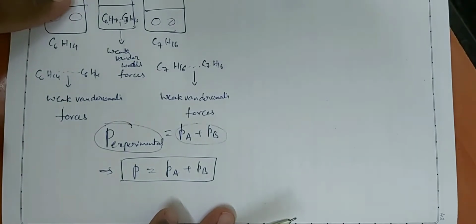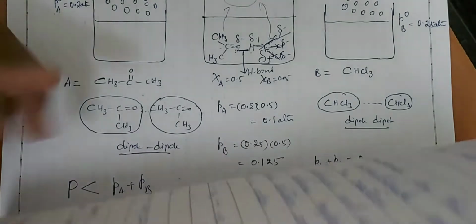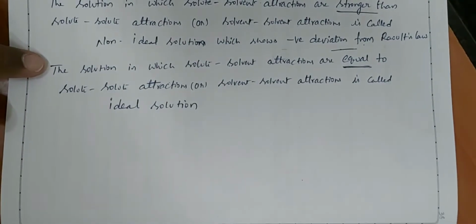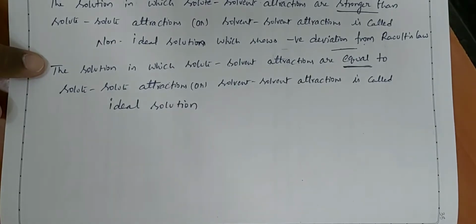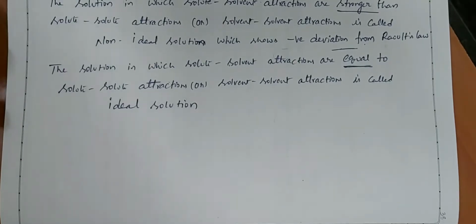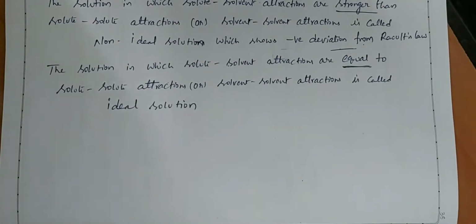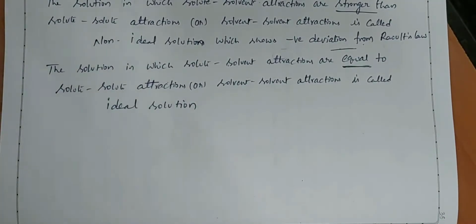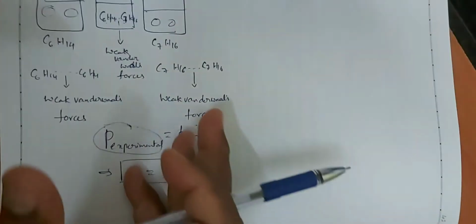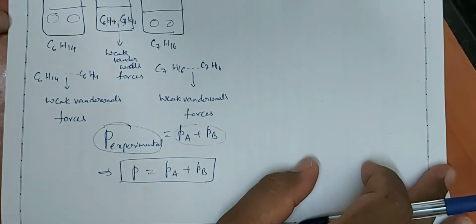Okay? Now immediately we can see the definition of an ideal solution. Already we have seen it. The solution in which solute-solvent attractions are equal to solute-solute attractions or solvent-solvent attractions is called an ideal solution. This is the explanation regarding ideal solutions and non-ideal solutions, by taking examples also. I hope you are clear.